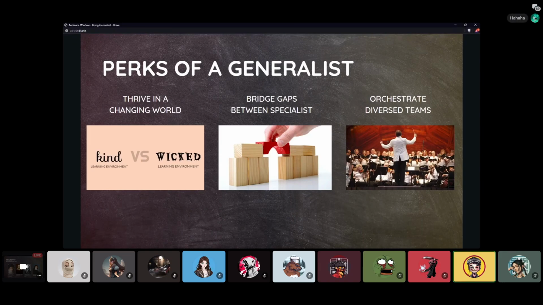As generalists, they can seek out and synthesize knowledge from different sources. So I don't know what's on their mind, but they're always connecting or linking it in whatever ways they can to create solutions, to address certain problems and whatnot, right? So one of the perks of a generalist is to thrive in a changing world.